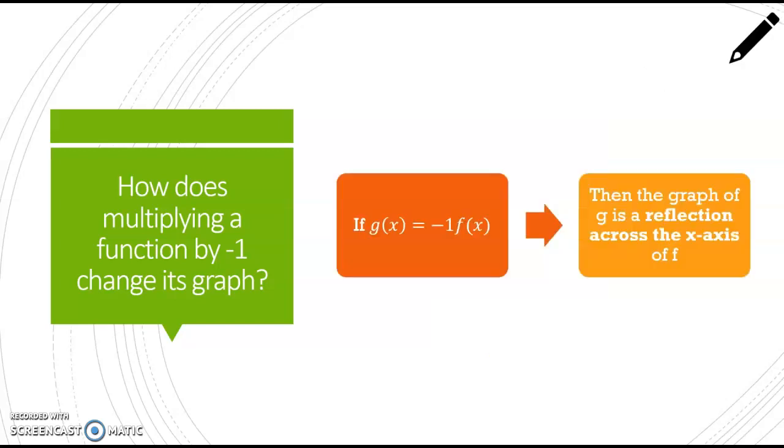So this is what I would write in your notes. Now's the time to write. I would write: if g(x) = -1 times f(x), then the graph of g is a reflection across the x-axis of f. So how does multiplying a function by -1 change its graph? It makes it into a reflection across the x-axis.